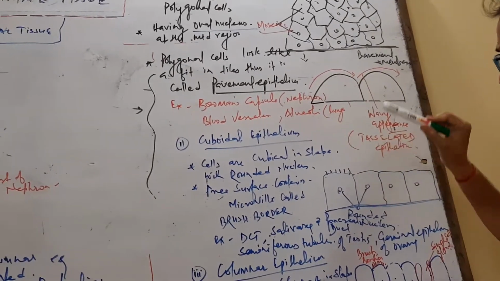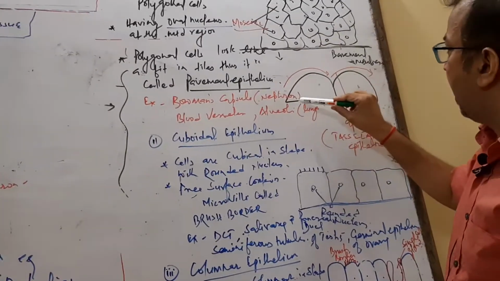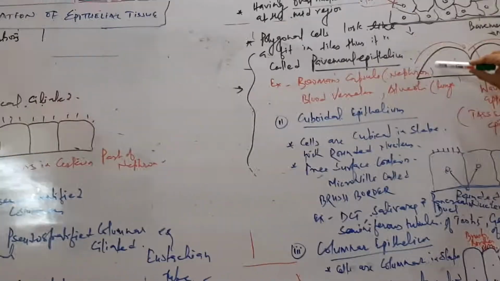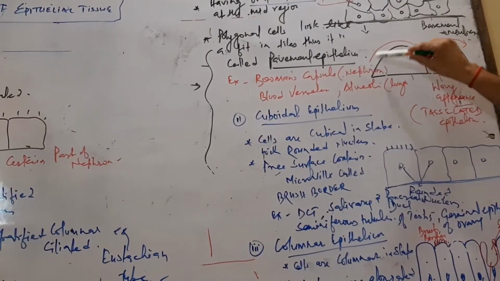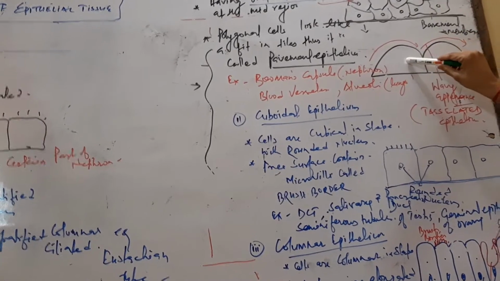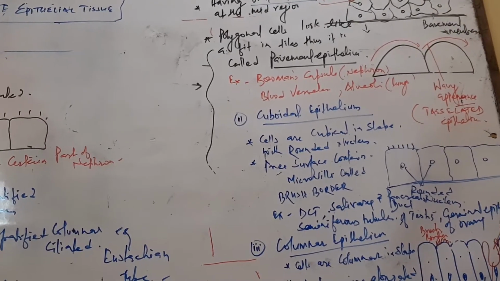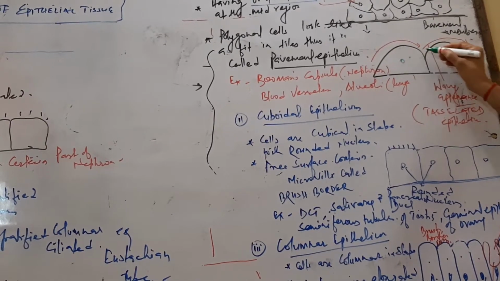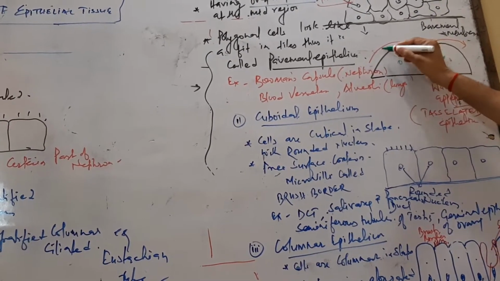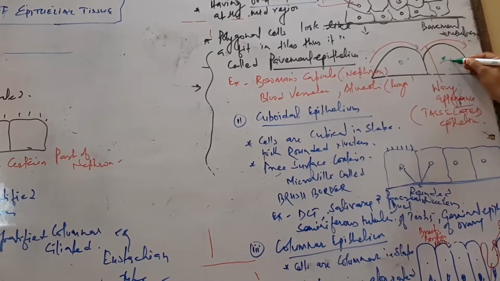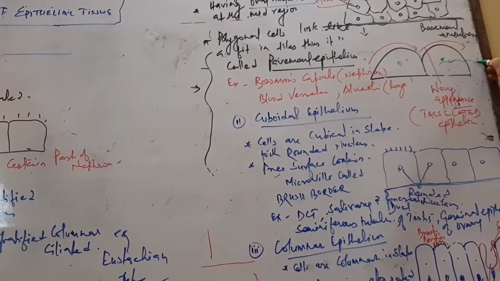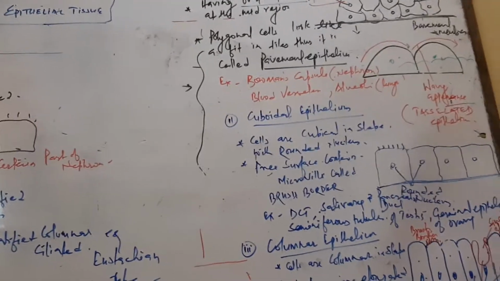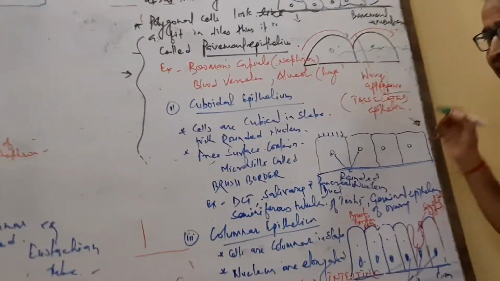And the cells show a wavy appearance. Here is one cell, and here is another cell. So the cell arrangement shows a wavy appearance. This is the wave structure, just like this. So this is a wavy appearance, and thus it is called tessellated epithelium.